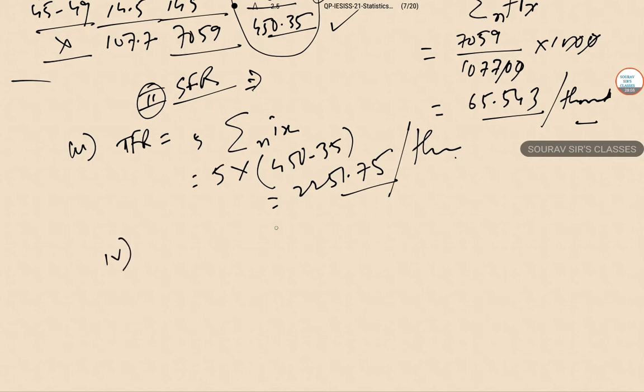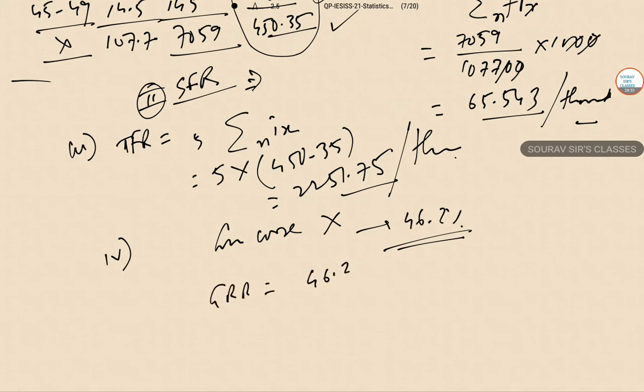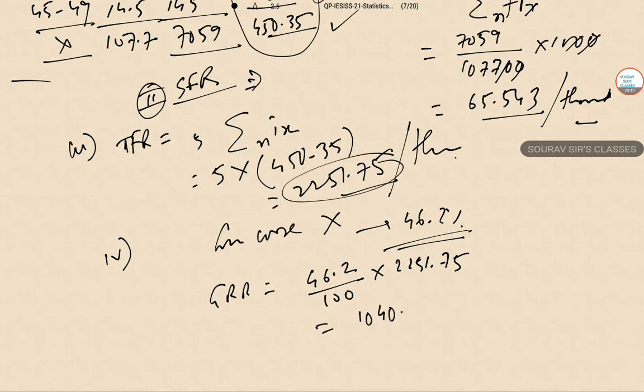In this case we cannot compute GRR by formula, since we are not given the group wise breakup of the birth rate. However, since it is given in the question that the proportion of female birth is 46.2%, we can obtain the GRR by the approximate formula. So GRR is equal to 46.2 by 100 into 2251.75, which is the TFR we have calculated here. This will give you 1040.31. So that's the full question's answer.